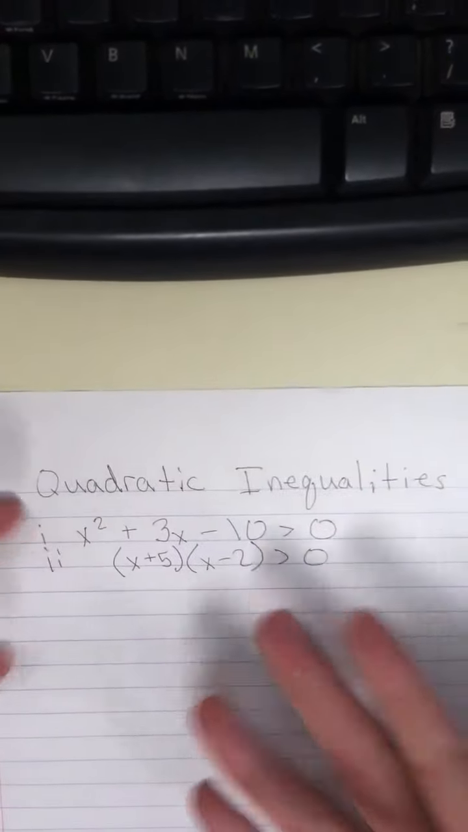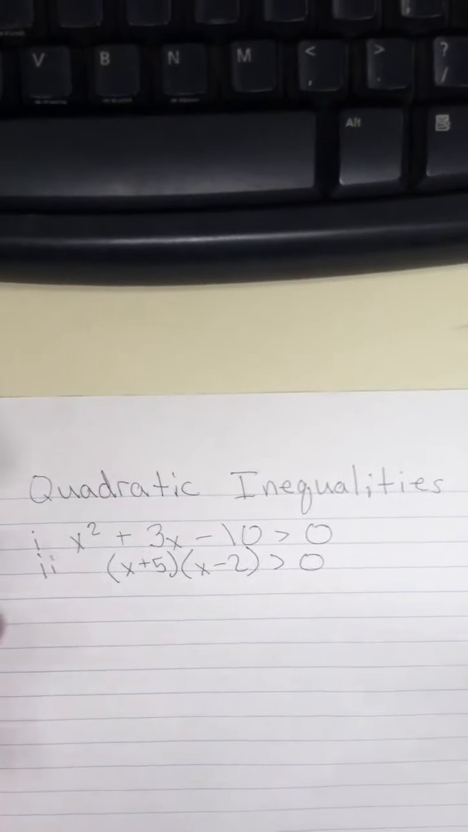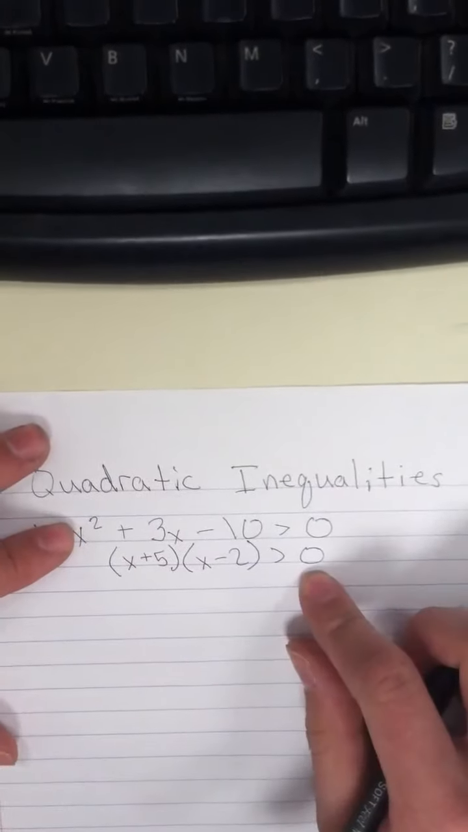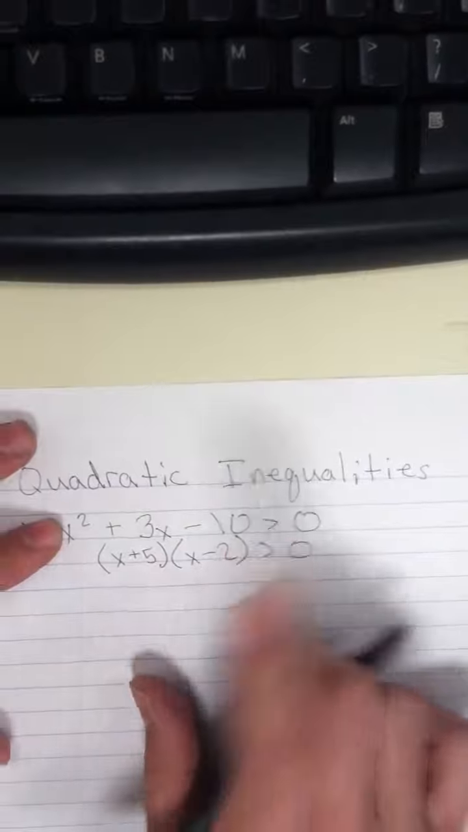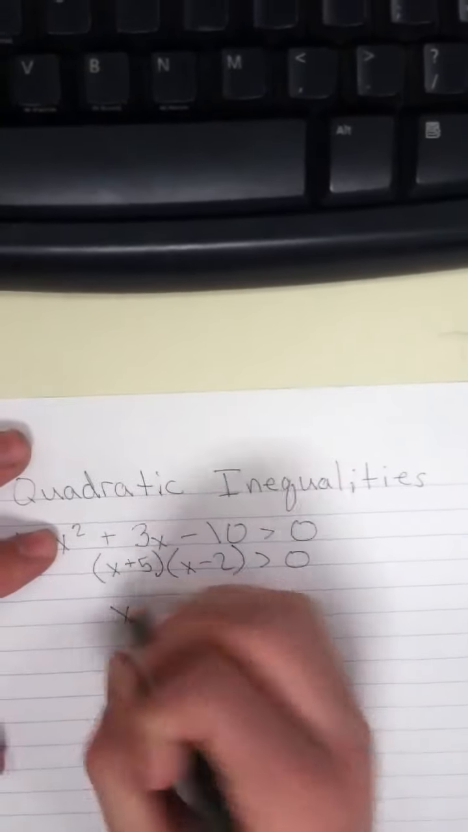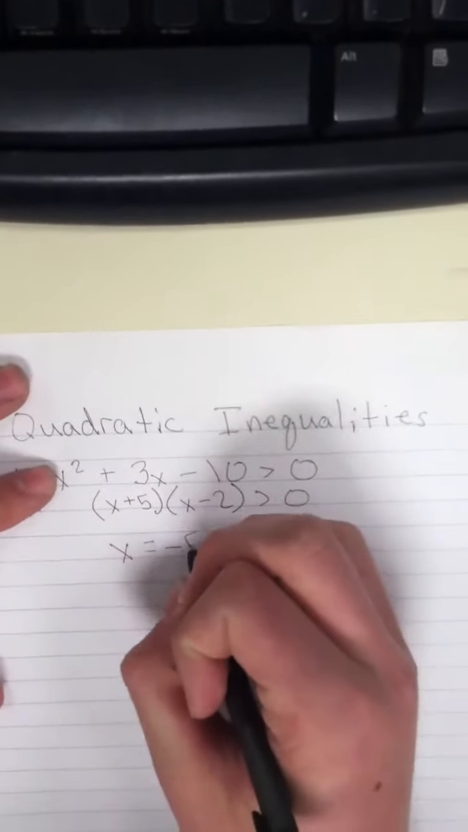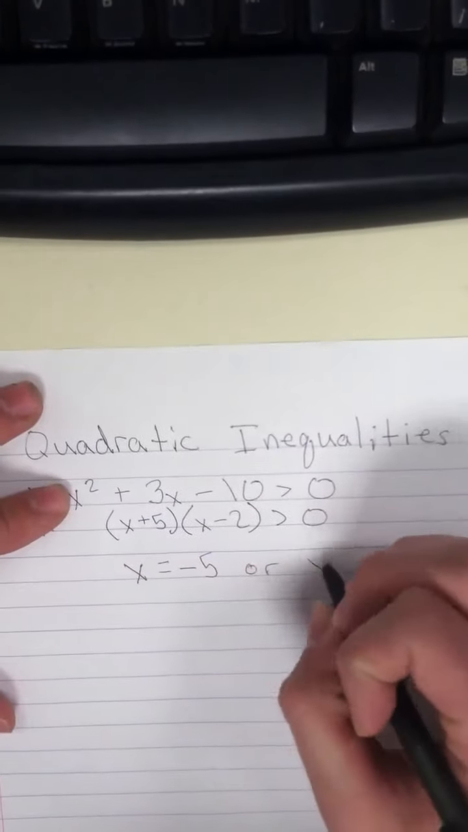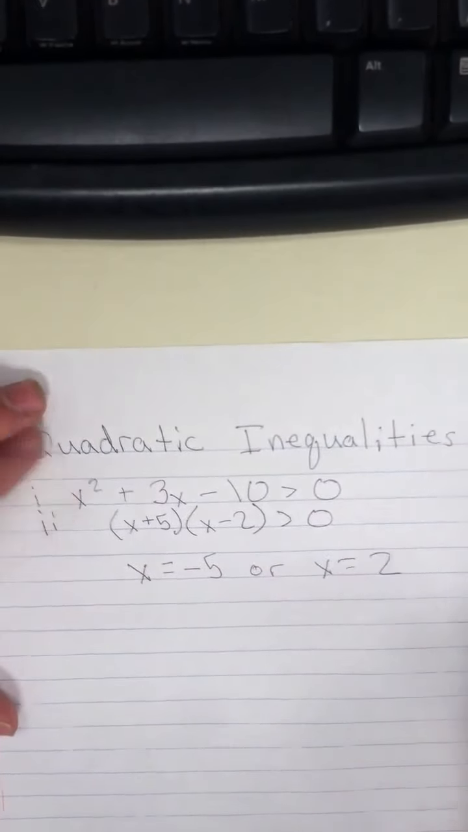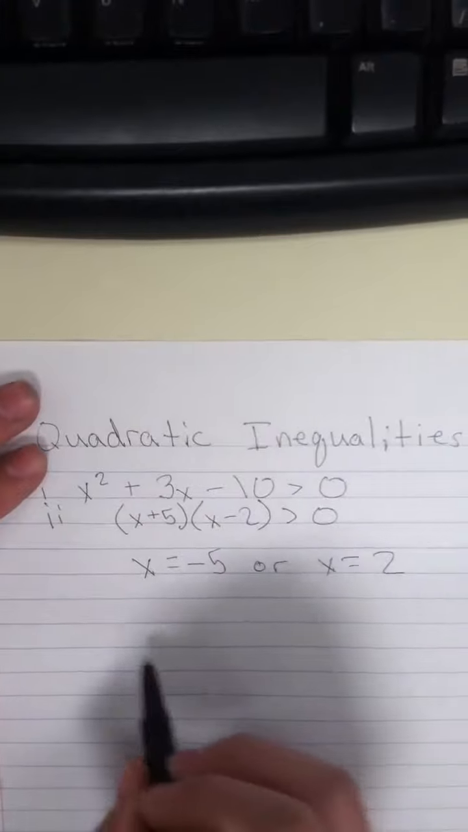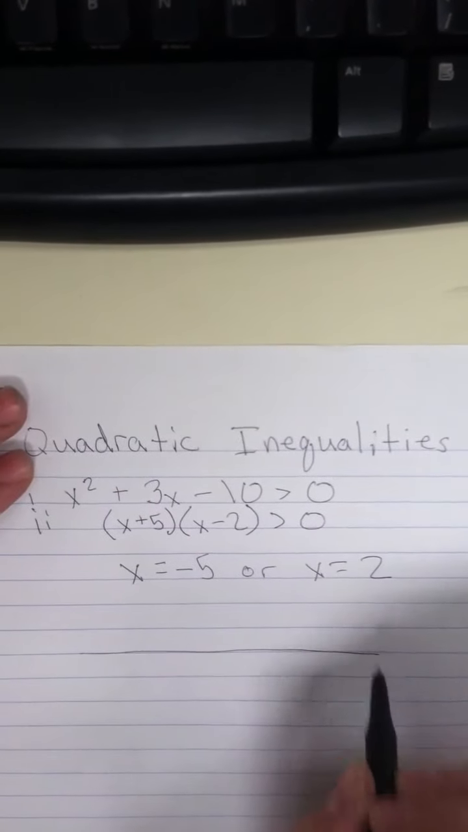So now I'm going to look at this and find out what I can find for x that is equal to 0. So I'm just going to take the opposite of these two numbers right here. So I have x is equal to negative 5 or x is equal to positive 2. So now I'm going to want to make a number line and I'm going to put these down.